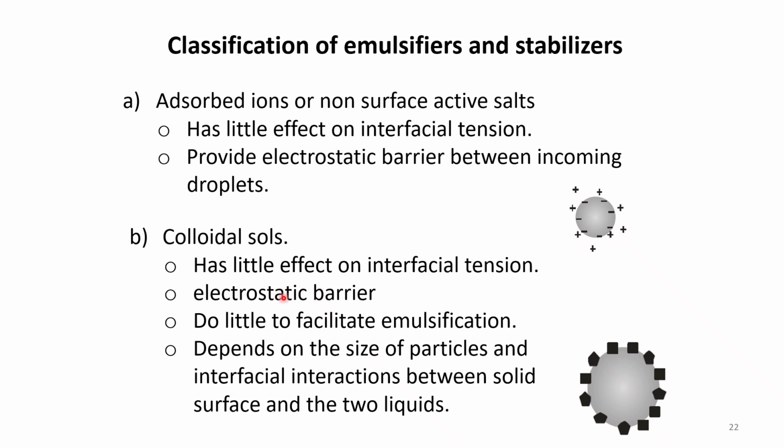So we call this solid particle the colloidal solid. Like the ions mentioned above, these solid particles have little effect on the interfacial tension and do little to facilitate the initial emulsification process. They are not efficient in forming the emulsion, so they don't help in the formation of the emulsion. Their effectiveness as stabilizers depends heavily on the size of the particles and the interfacial interactions between the solid surface and the two liquid phases.